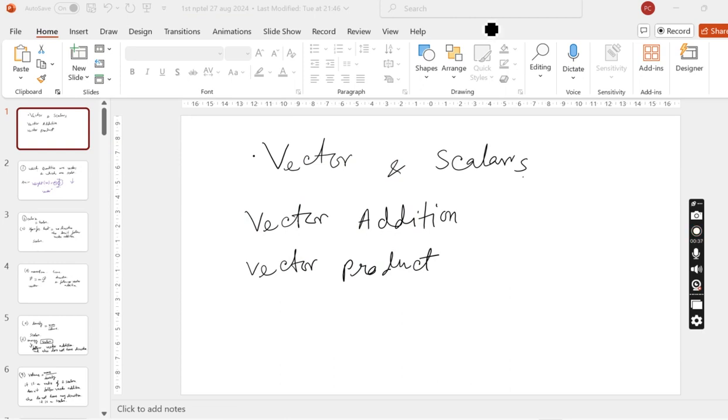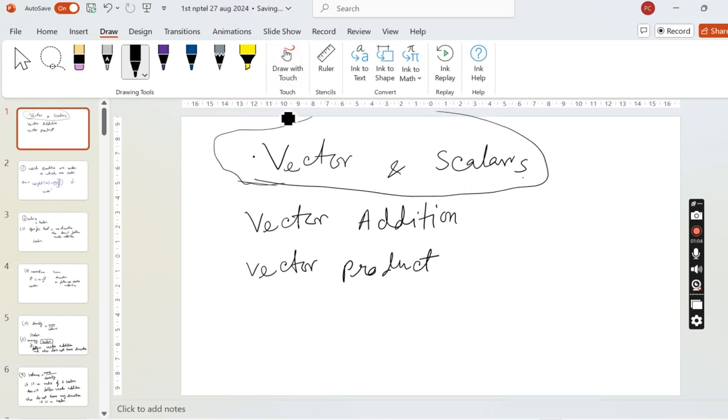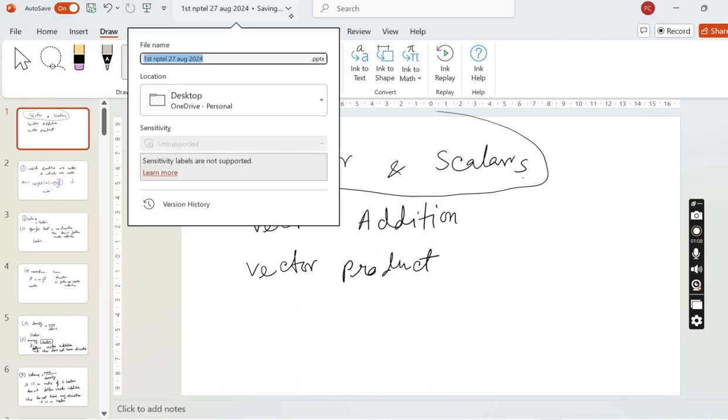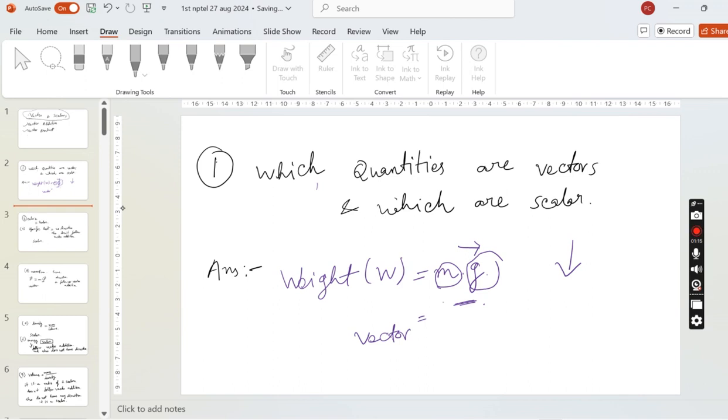So I'm just mentioning what I recently explained in the class. We're going to discuss what a vector is. The professor has also explained in the class what vectors and scalars are, what vector addition is, and what the vector product is. First I want to discuss some quantities: which quantities are vectors and which are scalars.